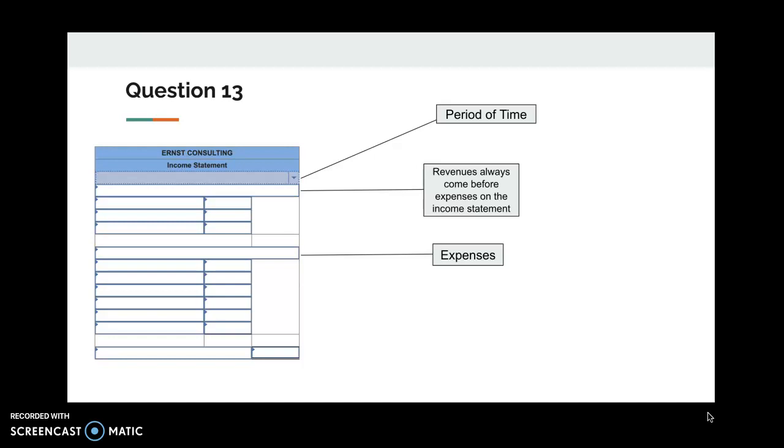So to start out, I just want to talk about the structure of it. So basically just what we're looking for. Right here at this first section, we're looking at a period of time. Income statements deal with a period of time, not a specific date. Meaning, in this one, it's going to be month ended December 31st, instead of just December 31st. The general structure of the income statement is that the revenue always comes before the expenses. So that's just some basic structure.